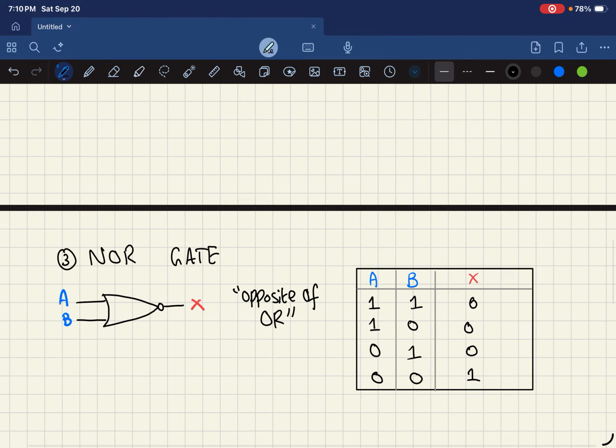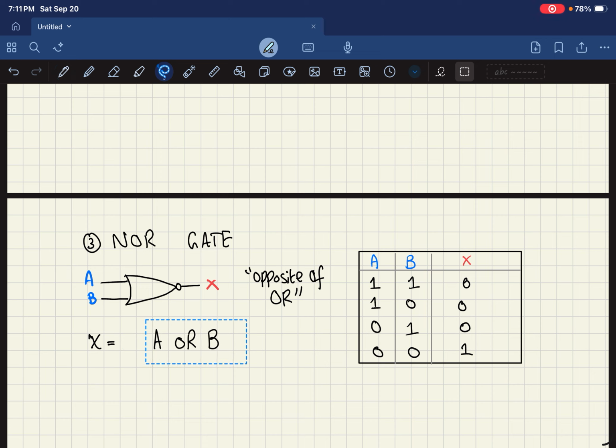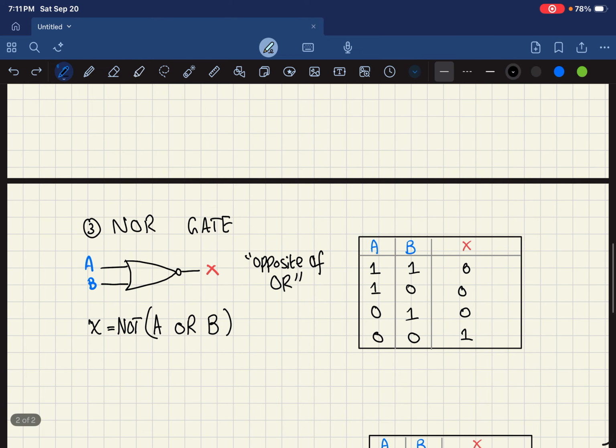All right, again, there is a mathematical way of representing it as well, which is A or B, and then not in front of it. What this not really represents is it's basically saying that you apply the OR gate, but then you take the opposite of it, right? Again, there's a compact way of representing this as well, which is A plus B, but then you put a bracket on top.